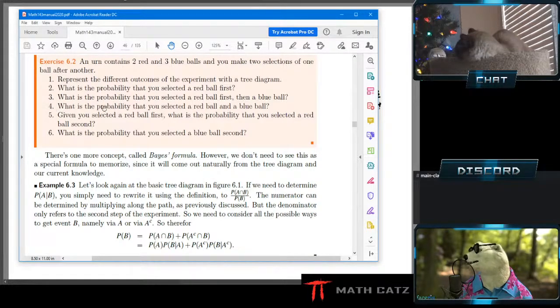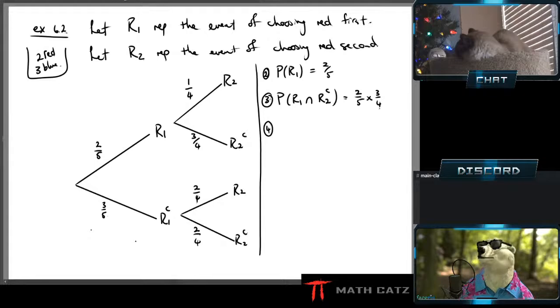Number four, what is the probability that you selected a red ball and a blue ball? Now here, they don't necessarily match the events I have. I specifically have red first, red second. All they ask for is a red and a blue ball. They don't care how. So this might be a good opportunity to not get caught up in defining events, because I said you don't have to. Just say a red ball and a blue. That's ugly. Now I made it uglier.